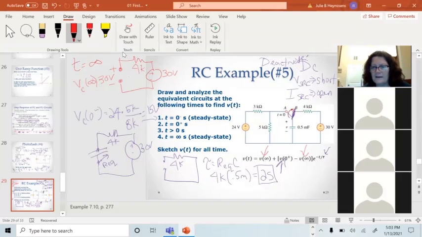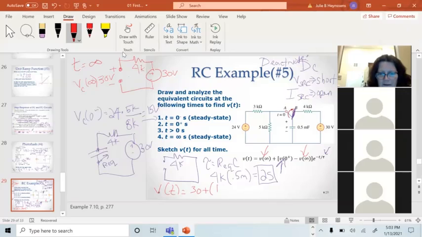I've got everything I need to plug into the formula. When I do that, V of t is going to equal V of infinity, which is 30, plus V of 0 plus, which was 15, minus 30, times e to the minus t over 2, and it's in volts. Simplify that a little bit. I get 30 minus 15 e to the minus t over 2 volts.